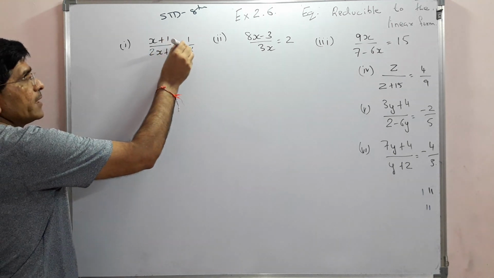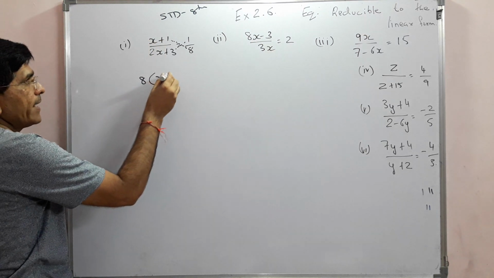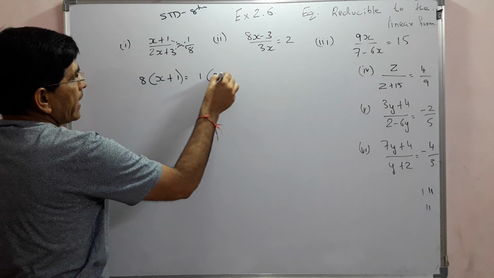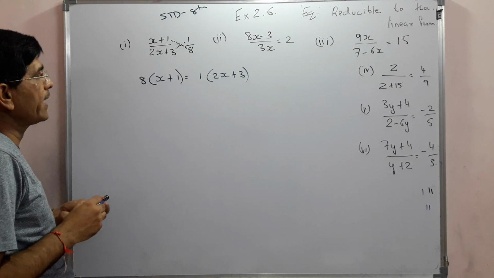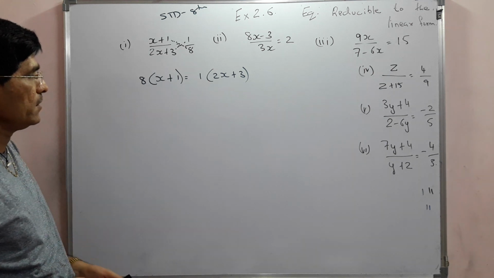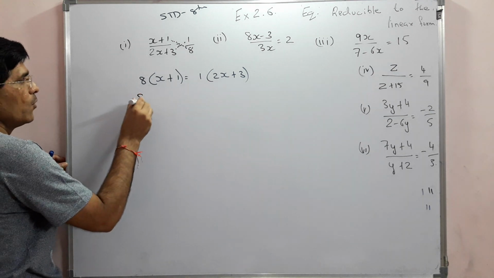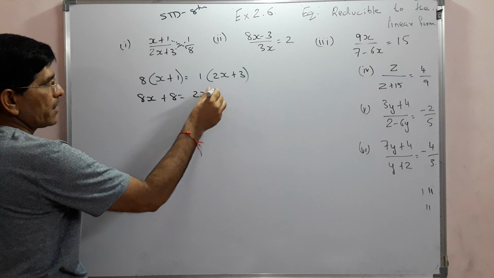the cross multiplication. So 8 in bracket I have to write x plus 1 is equal to 1 in bracket 2x plus 3. So 8 in bracket x plus 1 is equal to 1 bracket 2x plus 3. Now if I open the bracket, 8x plus 8 is equal to 2x plus 3.